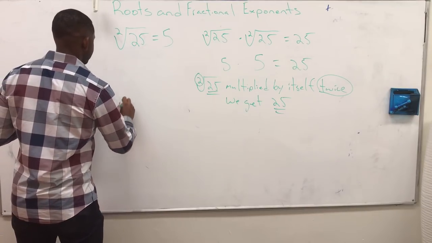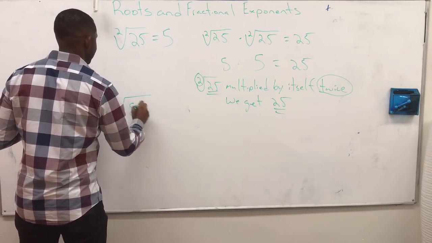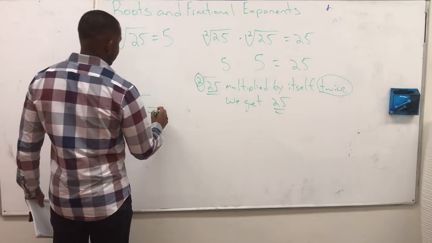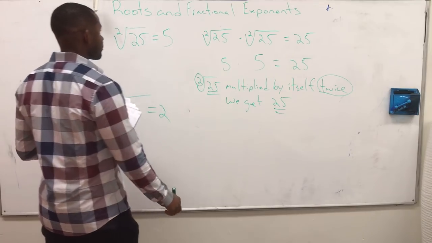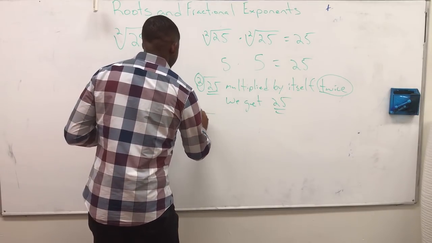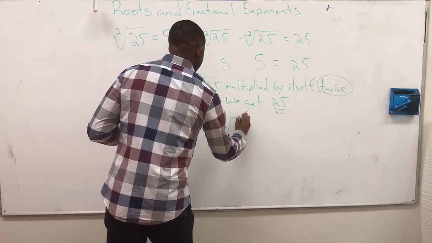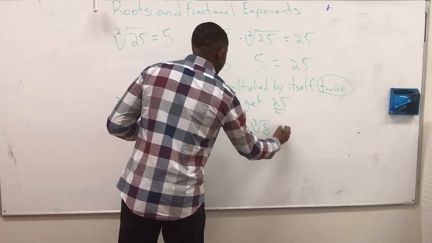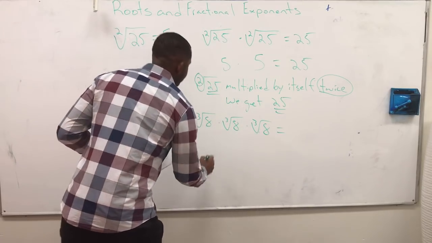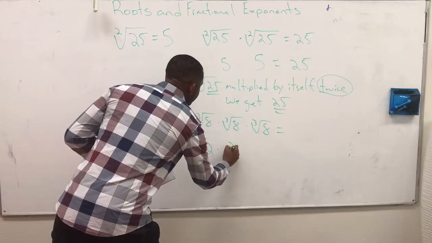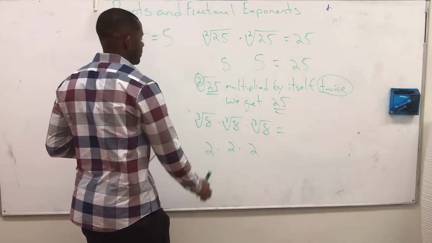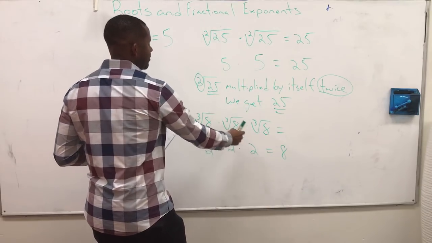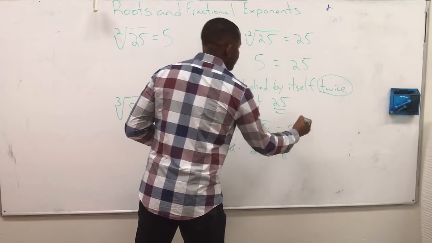Let's take the cubed root now of 8. Go ahead and tell me, what is the cubed root of 8? You should have been able to calculate that that is 2. Right? So if I take the cubed root of 8 times the cubed root of 8 times the cubed root of 8, what I'm really taking is 2 times 2 times 2, which happens to equal 8. So the cubed root of 8 times the cubed root of 8 times the cubed root of 8 is 8.